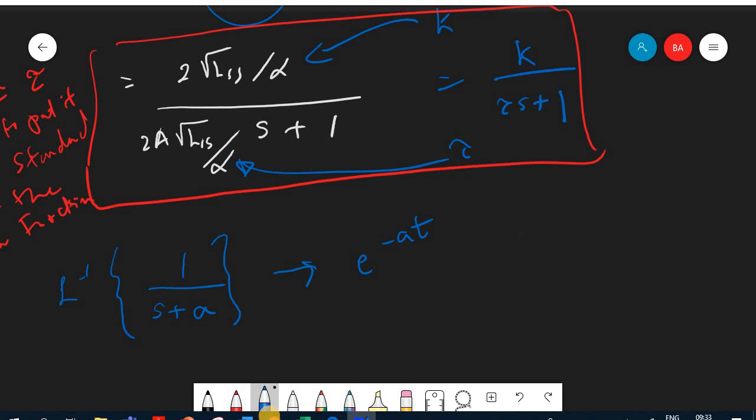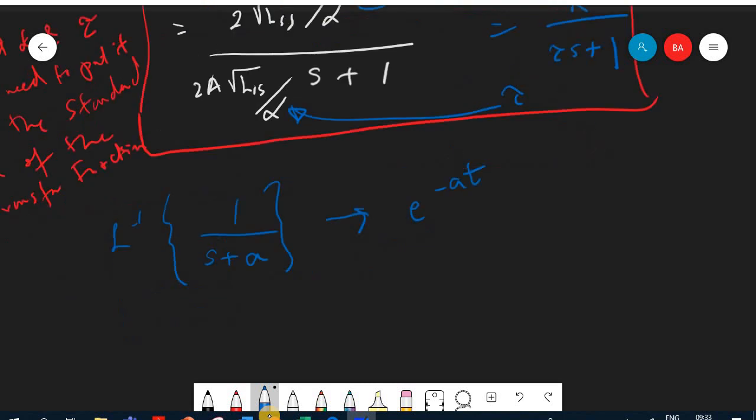Okay, because I have some kind of a constant at the top over s plus a. So this constant that I have at top will go outside, because this is a linear operator. So I'm going to have some kind of a constant term, I'm going to call this C1 or whatever, into e to the power minus at. Okay, so this is what we have here.